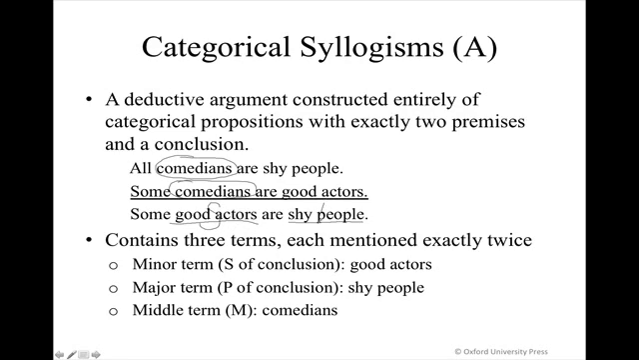The predicate class of the conclusion is known as the major term. And so what we want to do is respectively put an S and a P over the classes in the relevant premise and conclusion.